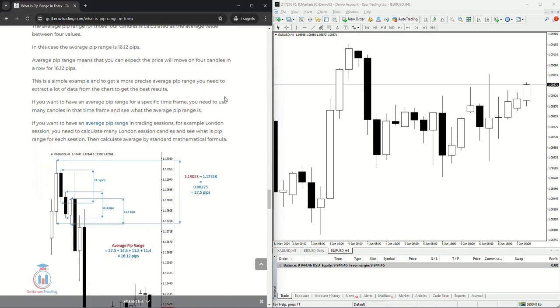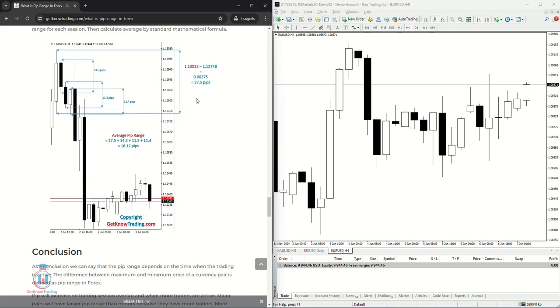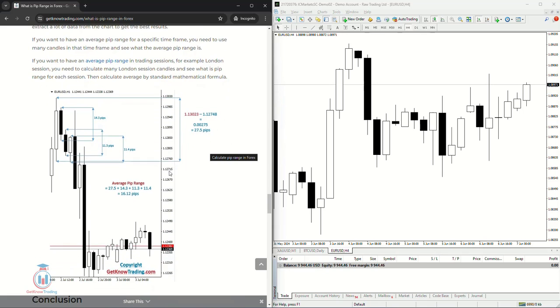What is the average? The average is that you need to take several candles, add them together, and calculate what is the average. So here it is the average, where we take a look: 27.5 plus 14.3 plus 11.3 plus 11.14, together it gives you 4 candles. When you sum them together and divide by the 4 candles, you get 16.12 pips on average. So this movement here, on average, is 16 pips.